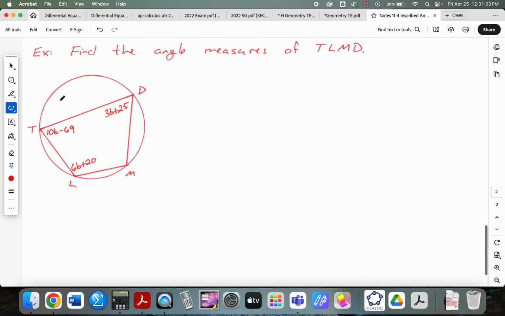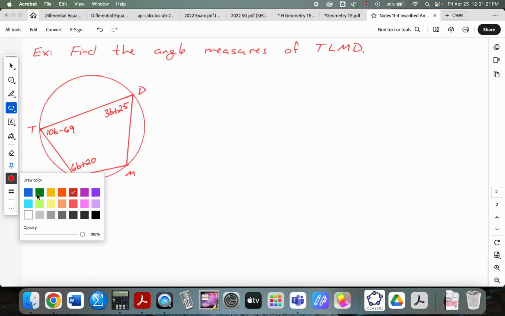So you will have a problem like this on your next quiz and on the test. And believe it or not, every year I have people who miss this. Okay? It's not hard, but you do have to know this theorem.